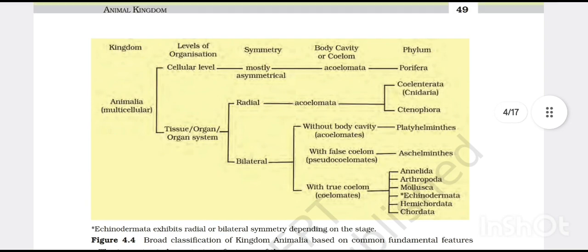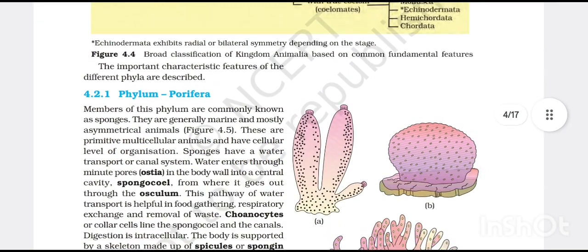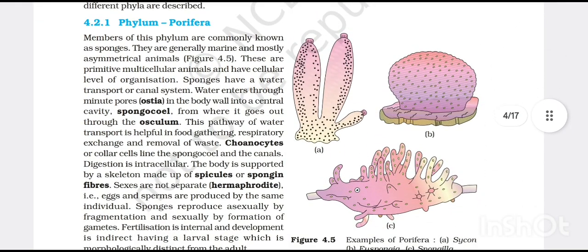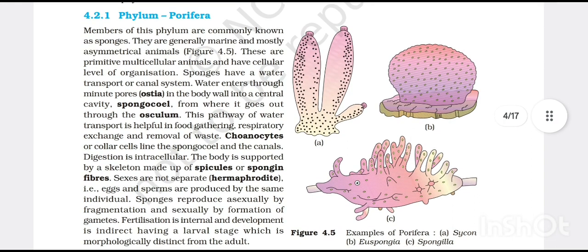So at first the phylum Porifera. The members of this phylum are commonly known as sponges. They are generally marine in habitat and mostly asymmetrical. These are primitive multicellular animals and have a cellular level of organization. Sponges have a water transport canal system. Water enters through minute pores in their body called ostia into a central cavity.